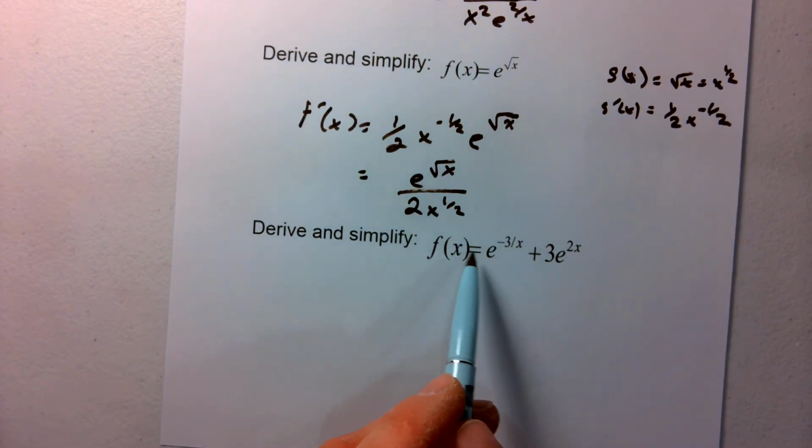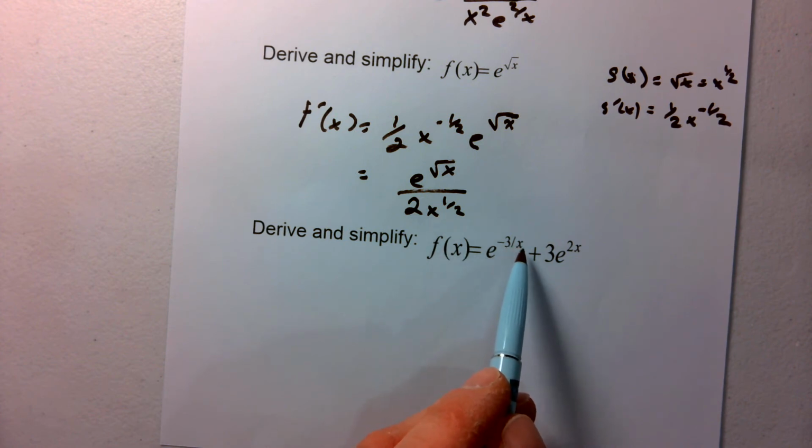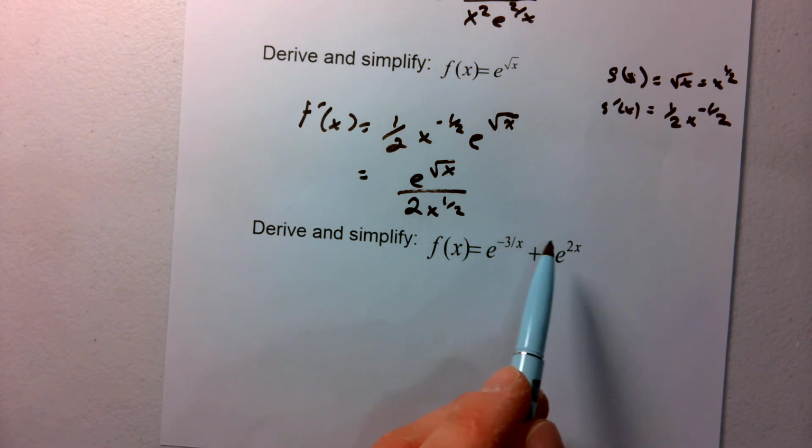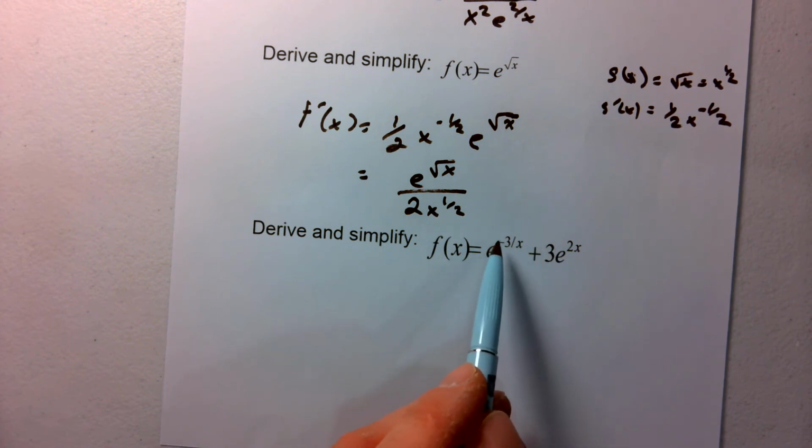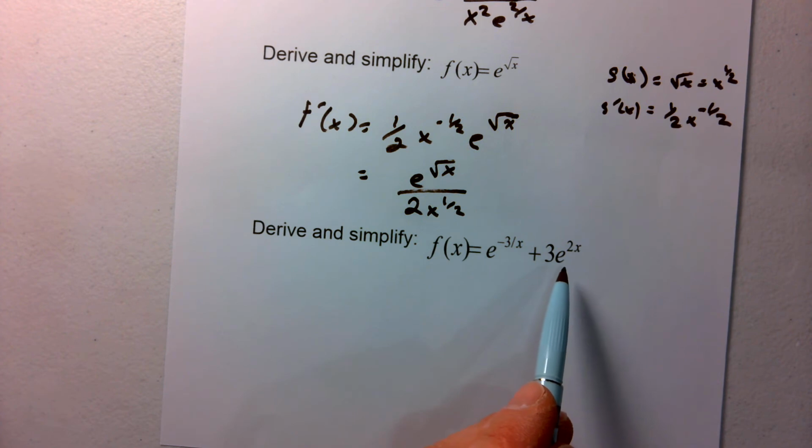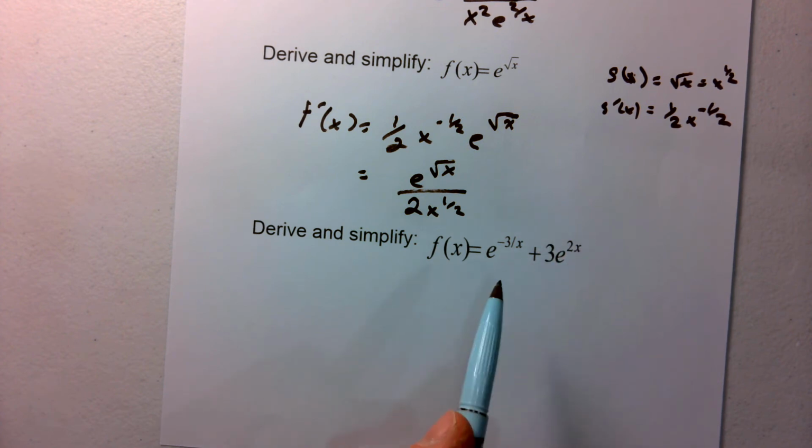For our derivative here, we have f of x equals e to the negative 3 over x plus 3e to the 2x. So since we're adding, and we have two separate functions, we can find the derivative of the first function and then add that to the derivative of the second function.